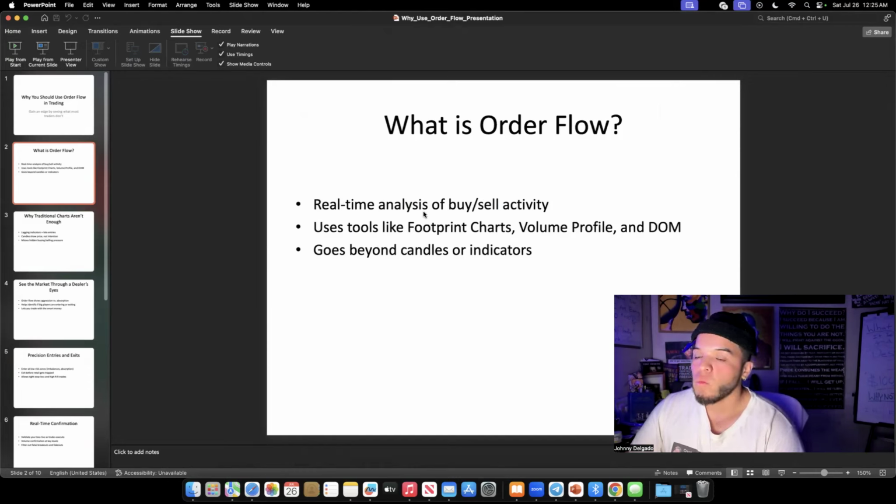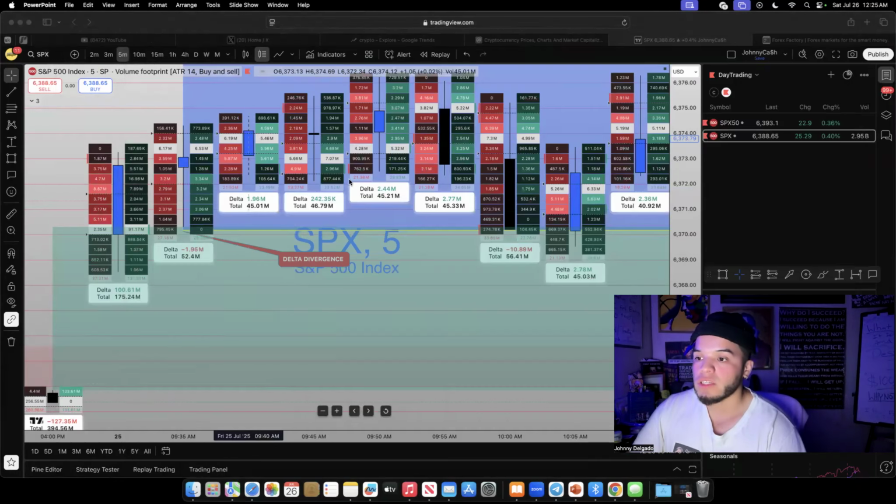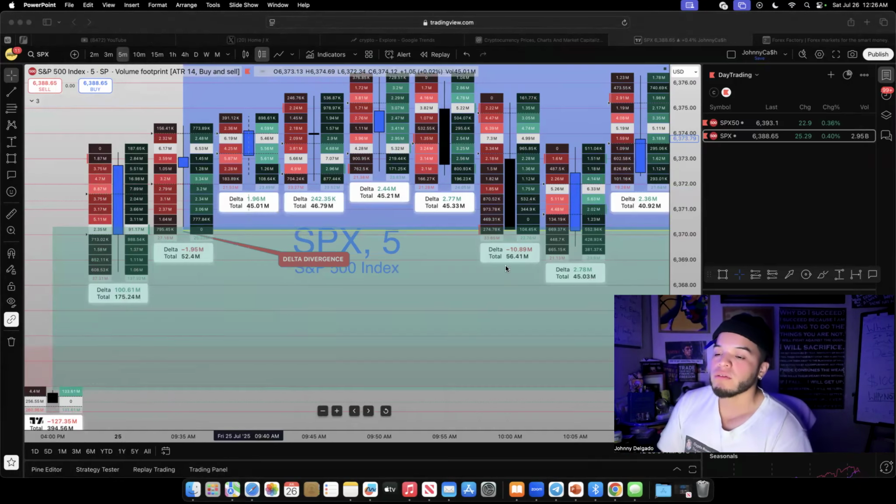And again, why order flow? It gives you real-time analysis of buying and selling activity. You use tools like the volume profile and the footprint chart, and it goes beyond traditional candlesticks. So hopefully, guys, this video brought you some value on why I use order flow, how you can access it, and breaking it down briefly to an extent.